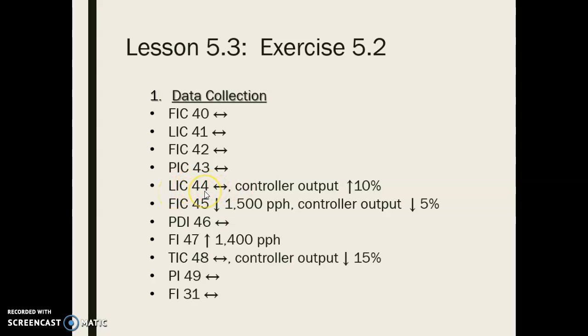LIC 44, which is the T1 condensate tank, that level is okay, but the output is up by 10%. FIC 45, the column bottom flow, is down, and the controller output is down 5%. The differential pressure across the column is fine. And then FIC 47, which is actually the condensate flow, is up 1400. And then TIC 48 is okay, running at the normal temperature, but its output is down 15%, which would drop this flow here down. So those two kind of work together.